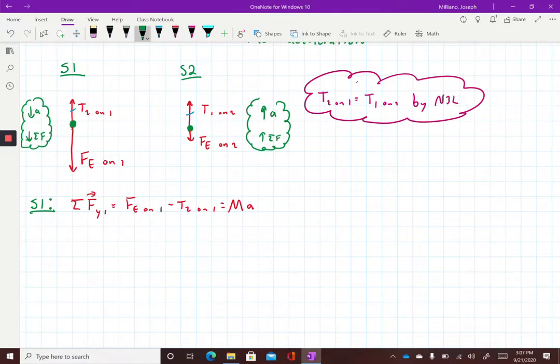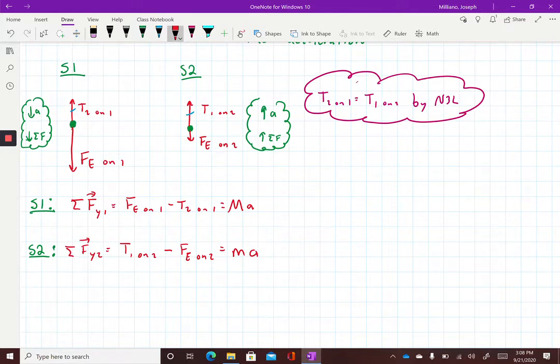Now, system 2, the sum of the forces in the y direction for system 2. Well, up is the positive direction, so the tension that 1 exerts on 2 minus the force that Earth exerts on 2, which is in the downward negative direction for that system. And that's got to be equal to m times lowercase a. Both of these accelerations are positive by definition, or by choice. We chose the positive direction to be the direction of the acceleration, so these both become positive.